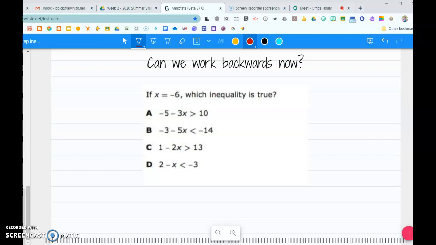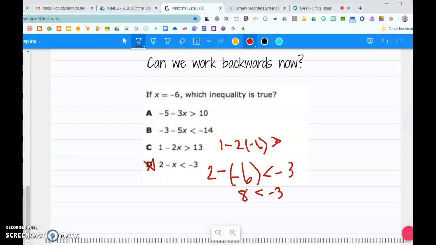Okay? So you would have 2 minus negative 6 is less than negative 3. Well, 2 plus 6 is actually 8. Is that less than negative 3? No. 1 minus 2 times negative 6 is greater than 13. Actually, negative 2 times negative 6 is positive 12. 1 plus 12 is 13. Is 13 greater than 13? No, it is not.